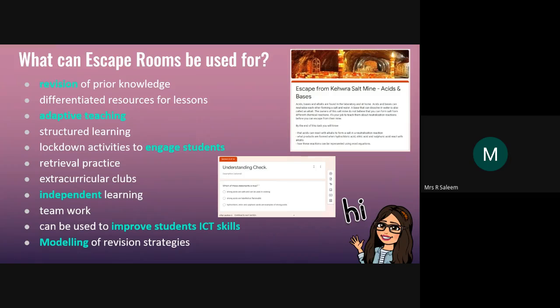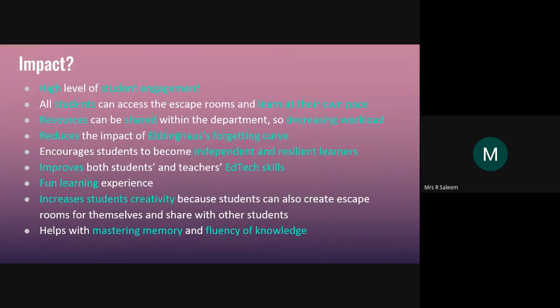During lockdown, we used it to engage students. You can use it for retrieval practice, for clubs, independent learning, teamwork. Students can also create their own QR code related escape rooms, so it helps improve students' ICT skills. And you can model revision strategies in an escape room. So you can show them the way to revise from the beginning of the escape room to the end. What was the impact?